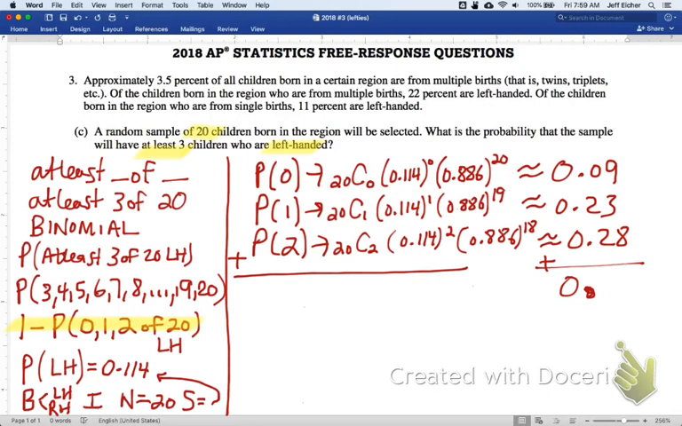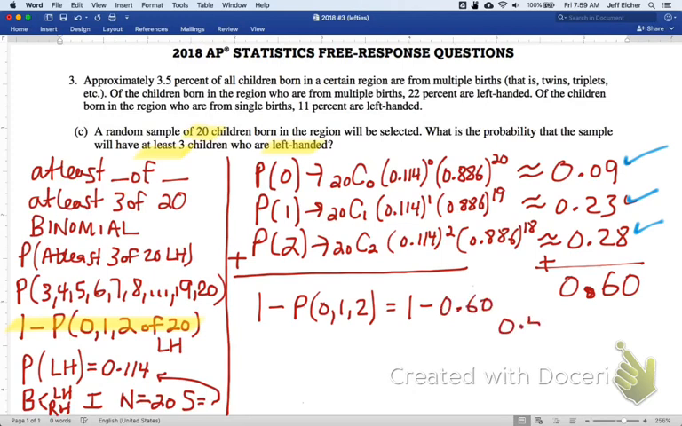Alright, so the probability of getting 0 out of the 20 is 9%. The probability of getting 1 out of the 20 is 23%. And the probability of getting 2 out of the 20 is 28%. Adding those up, the probability of 0 or 1 or 2 is 60%. So that means 1 minus the probability of 0, 1, or 2 would be 1 minus 60%. So the answer we get, at least to 2 decimal places, is 0.4.